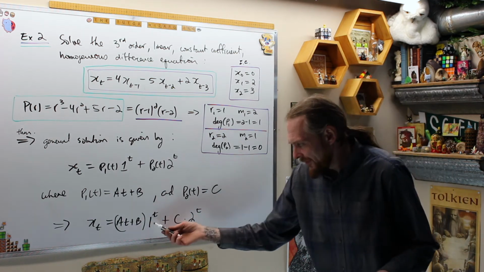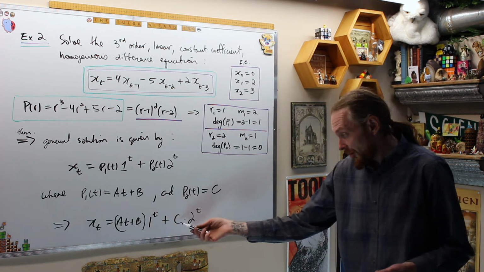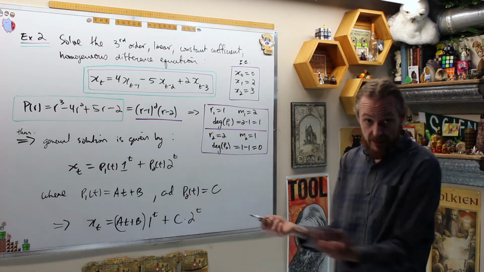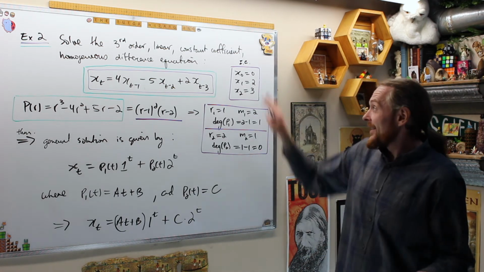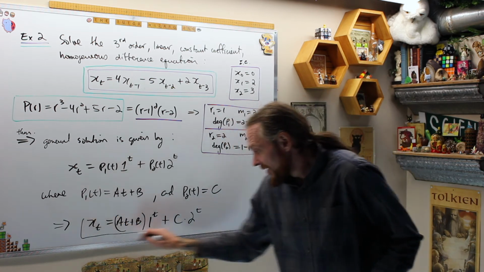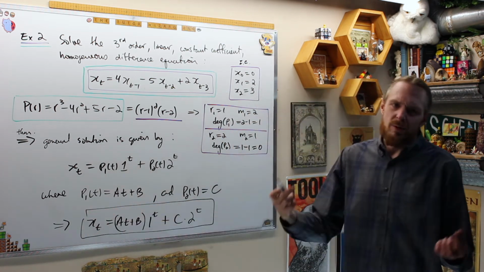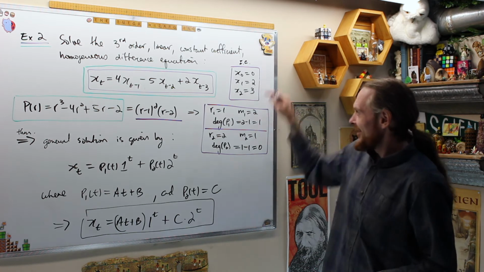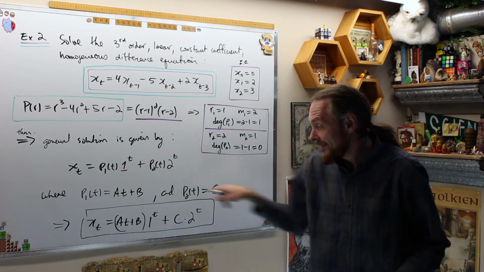A polynomial times the first root plus a polynomial times the second root, there were only 2 roots. This will be the general solution. If they didn't give initial conditions, this is where you would stop. But of course, for myself and for my students, you're going to get initial conditions. Find A, B, C. Let's do that.